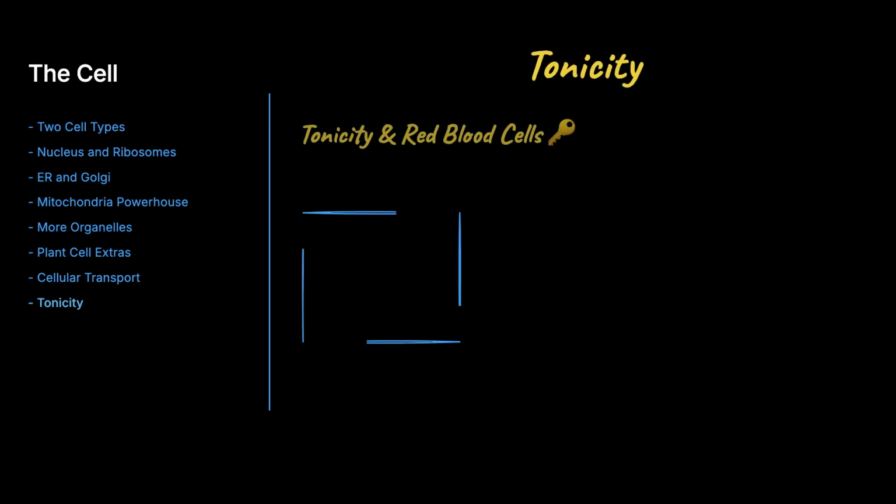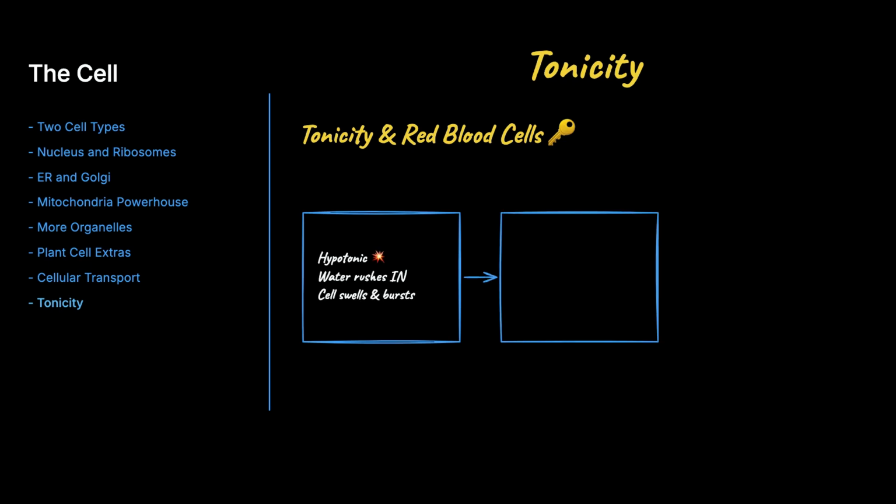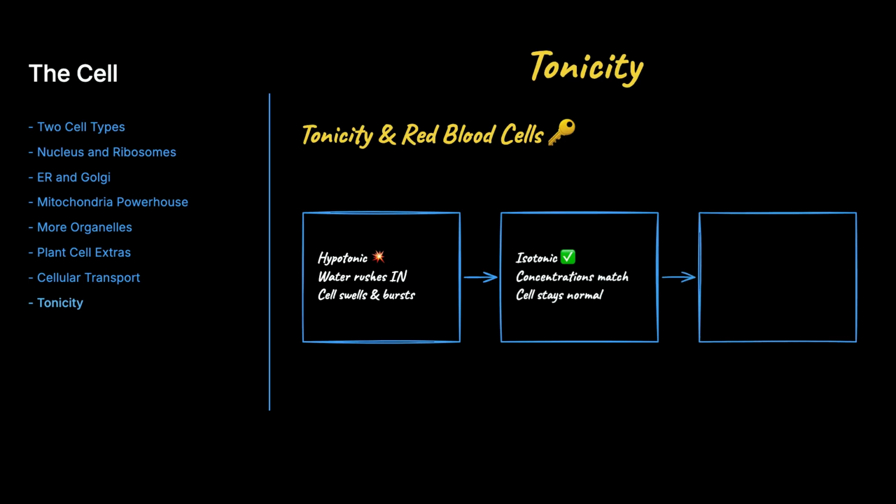This sets up tonicity, a favorite exam topic. Picture a red blood cell dropped into pure water, a hypotonic solution. Water rushes in and the cell swells until it bursts. Drop it into very salty water, a hypertonic solution, and water flees outward, so the cell shrivels. In an isotonic solution, concentrations match and the cell stays normal.